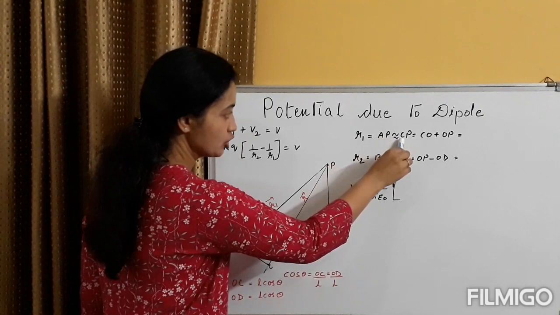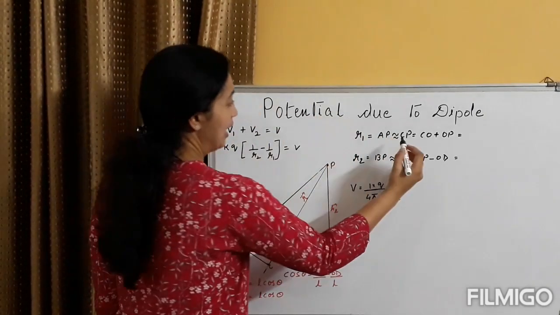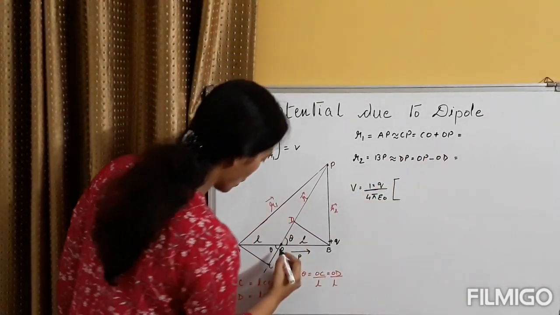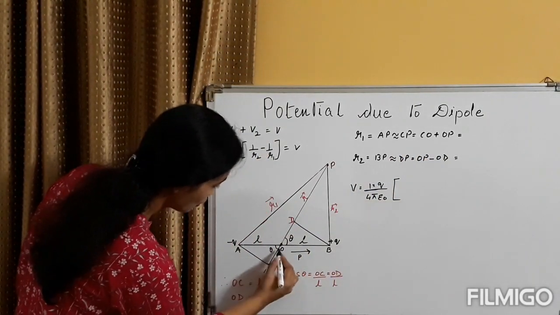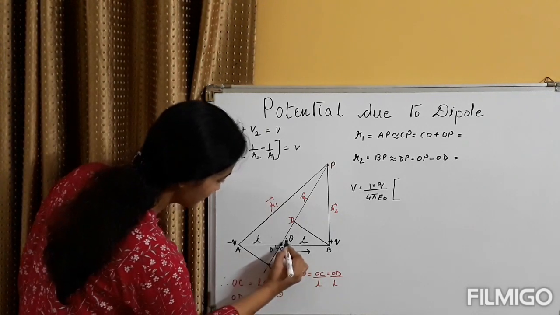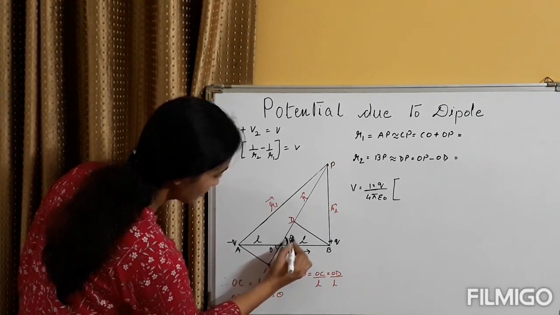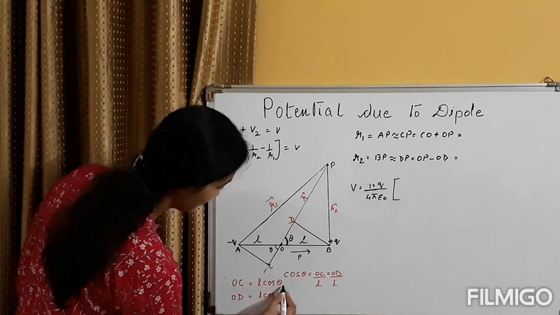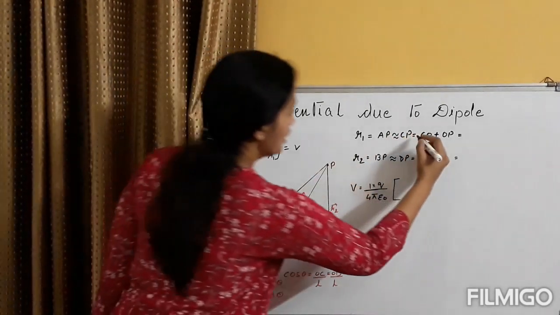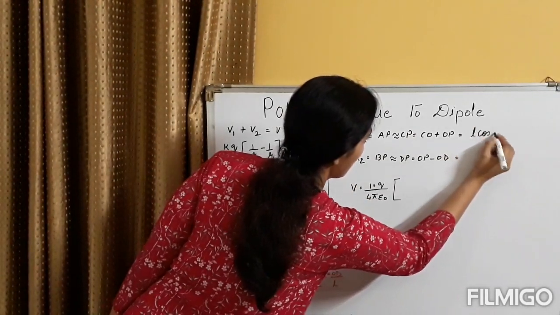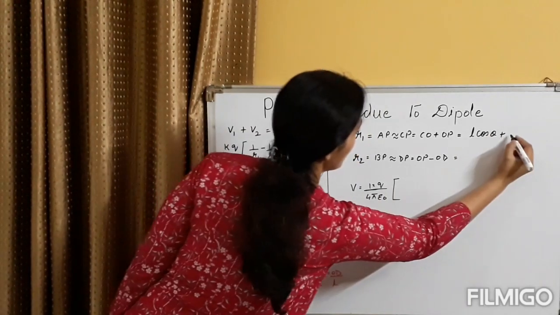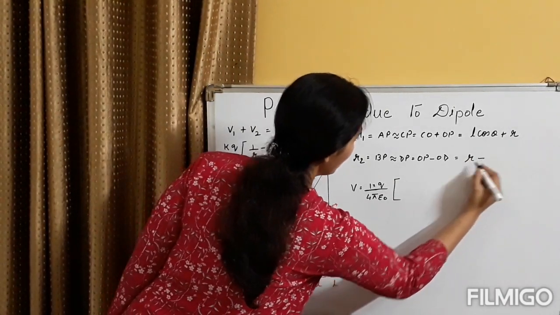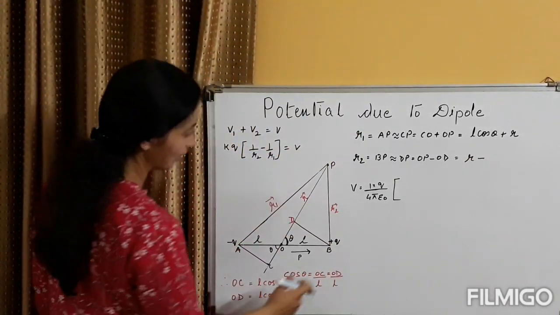And if we take AP approximately equal to CP, the error will be very small. And CP can be written as OP plus OC. Now what is OC? From here, cos theta is OC upon L. At the same time, if I take this side, cos theta is OD upon L. So OC is L cos theta and OD is also L cos theta. Putting OC as L cos theta plus OP, which is equal to R, and here OP is equal to R minus OD, which is nothing but L cos theta.